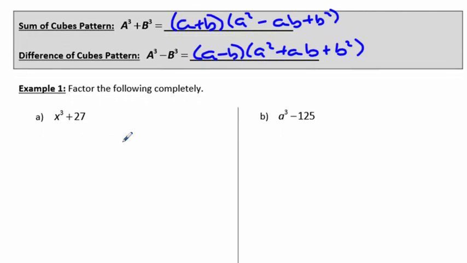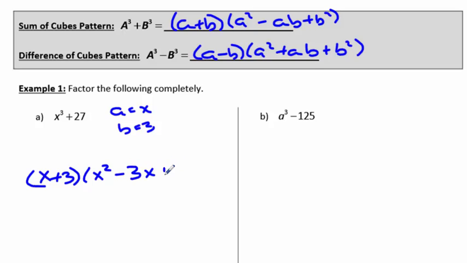Let's look at example 1. X cubed is x cubed, and 27 is 3 cubed. That makes a x and b 3. This will factor then into x plus 3 times x squared minus 3x plus 3 squared, or plus 9.